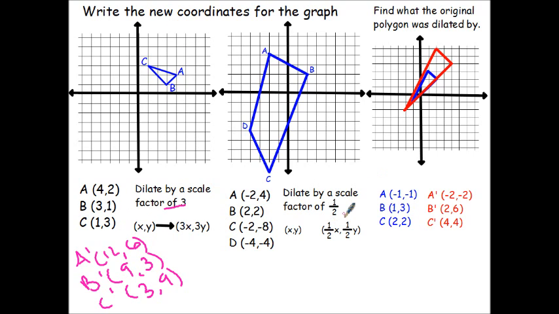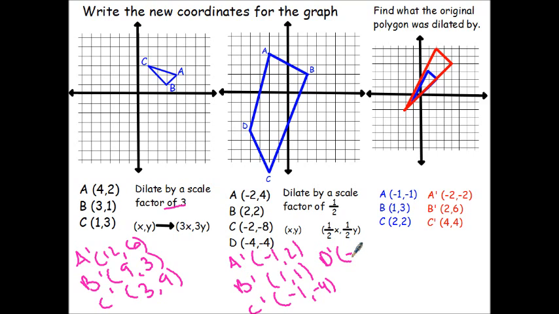Alright, dilate by a scale factor of a half. That means I'm multiplying everything by half, which is the same as dividing by 2. So A prime would be negative 1, 2. B prime would be 1, 1. C prime, negative 1, negative 4, and then D prime would be negative 2, negative 2.